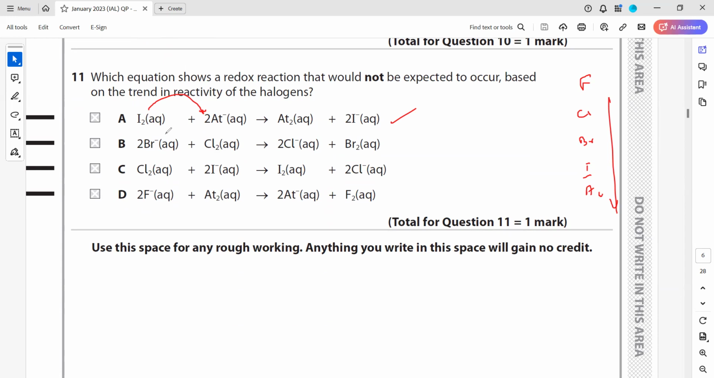Bromine with chlorine: the more reactive chlorine displaces bromine. This is also possible. Chlorine and iodine, chlorine replaces iodine. Fluoride and astatine replaces, so this is not possible, because the more reactive can displace the less reactive, but astatine is less reactive. So astatine cannot displace the fluoride ion from its compound.